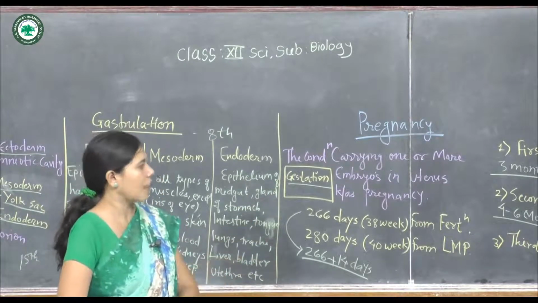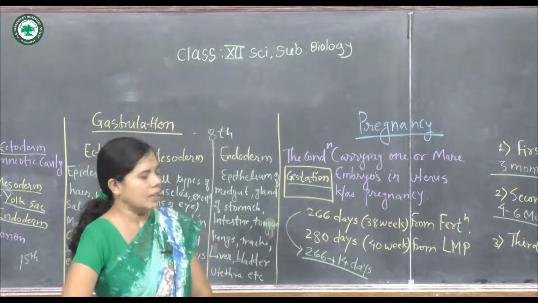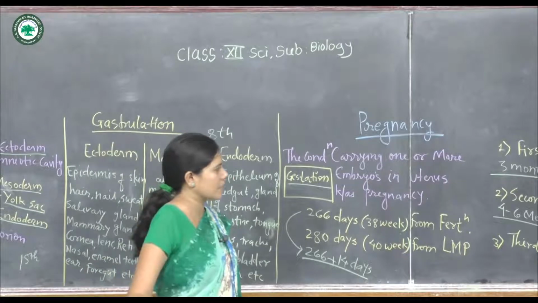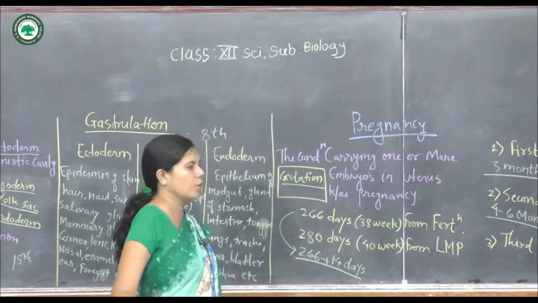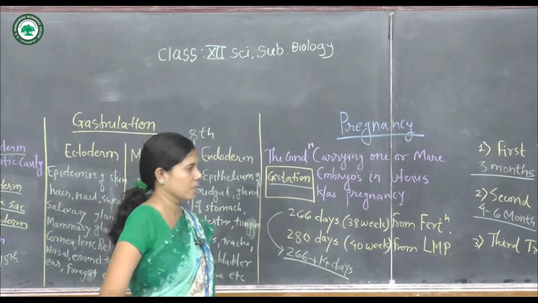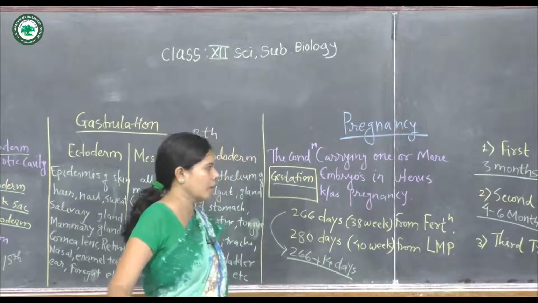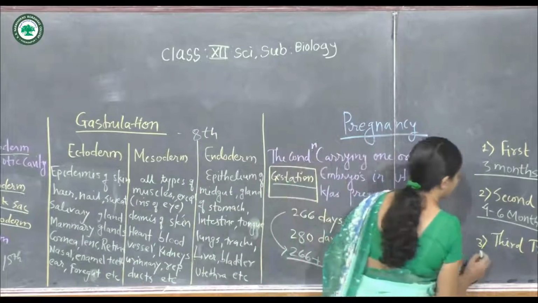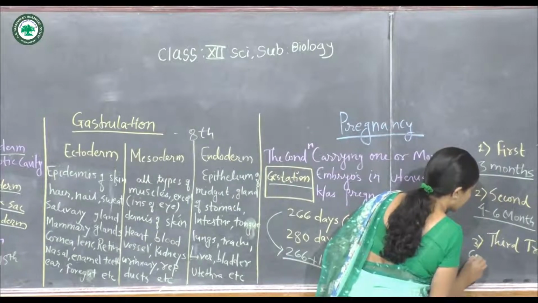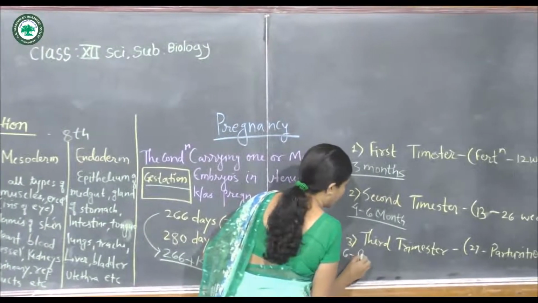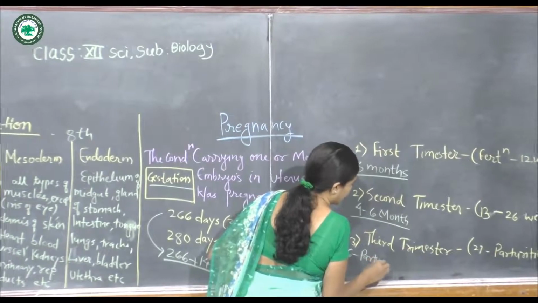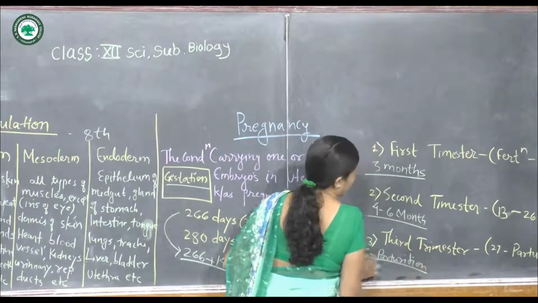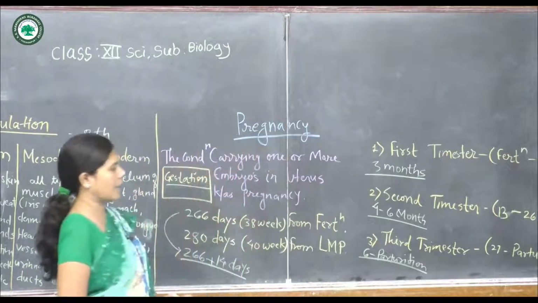After the second trimester, the gestation process continues to the third trimester. The duration of the third trimester is from the 27th week to parturition, meaning the last 3 months, from the 6th month to parturition. This duration is the third trimester.